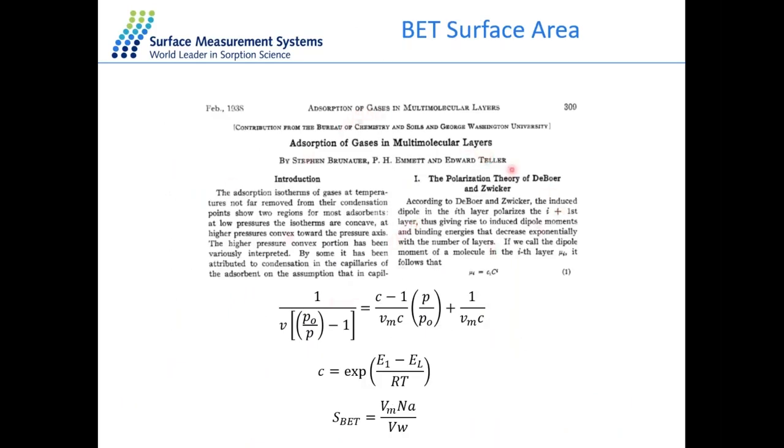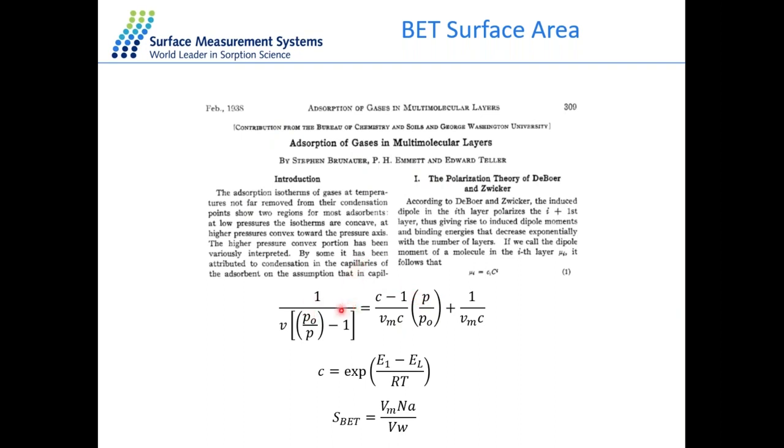Here is just the original BET model. It has been around since 1938. So certainly I'm not presenting on anything new or groundbreaking today. This was developed by Brunauer, Emmett, and Teller, going on 80 plus years ago. So it's been in the literature for quite some time.